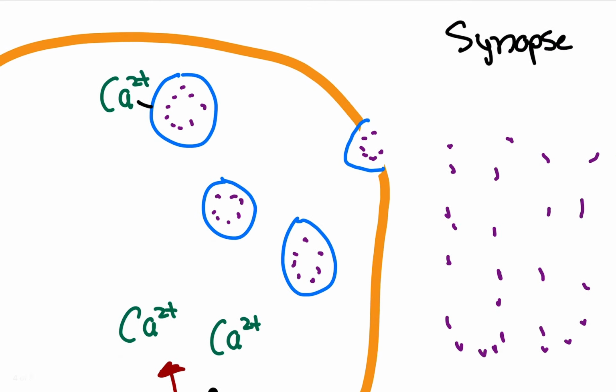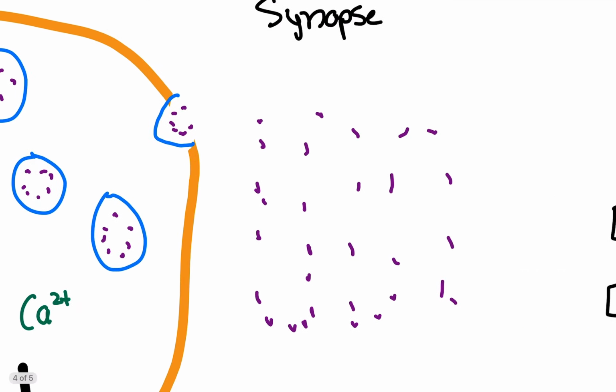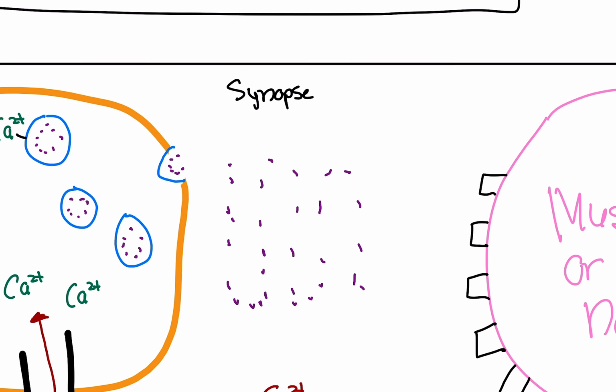So these calcium ions we let in are basically attracted to the vesicles. They don't necessarily bind, but they get close to it. And when they get close, it causes the vesicle to go towards the outside, to the very edge of the axon terminal. The vesicle rips open and dumps the neurotransmitters it was holding into the synapse. The synapse is the gap between a neuron and a muscle, or a neuron and another neuron.